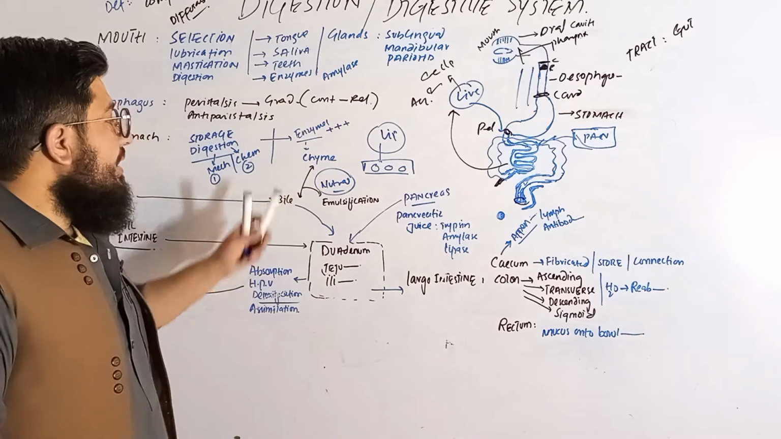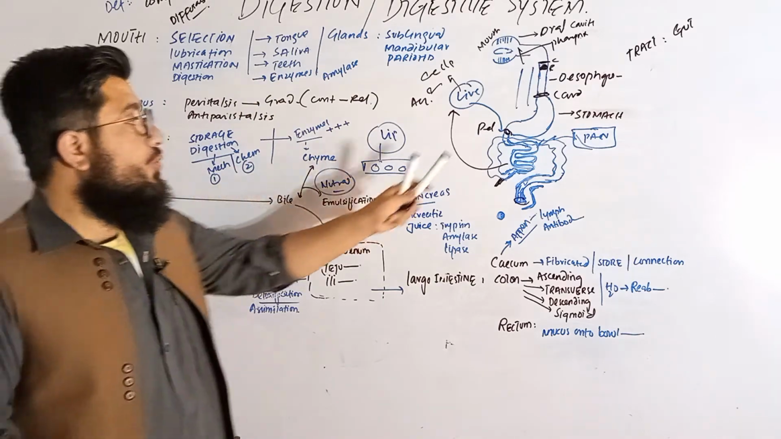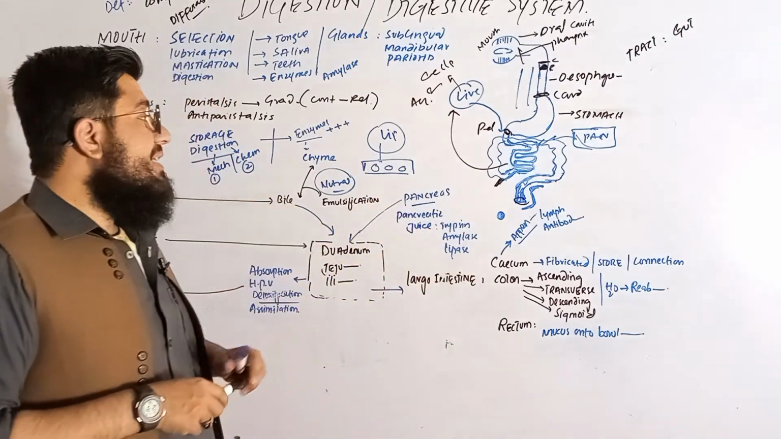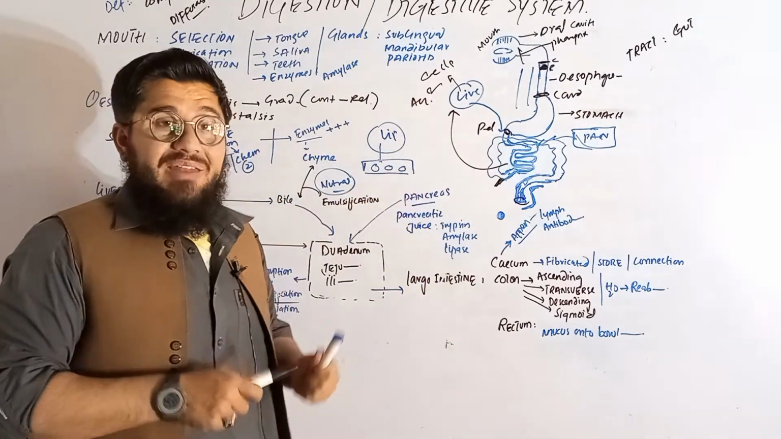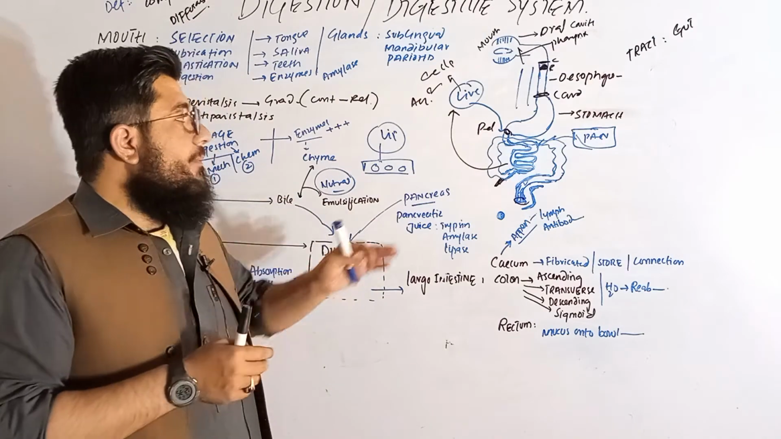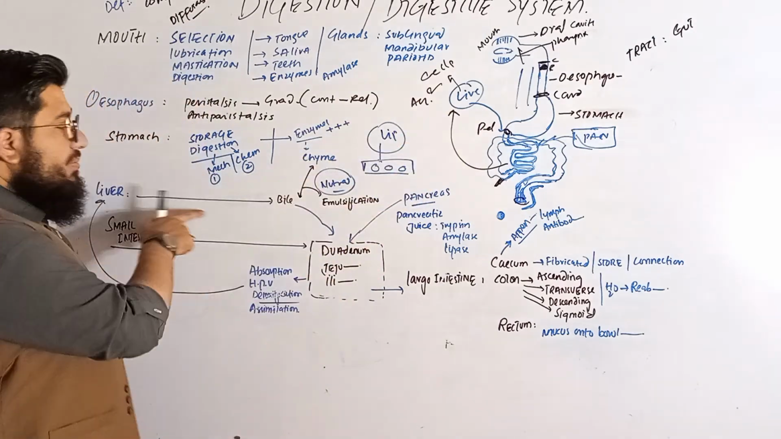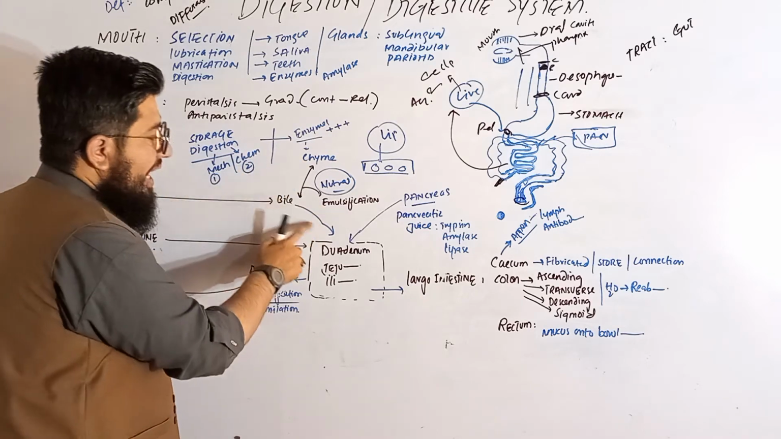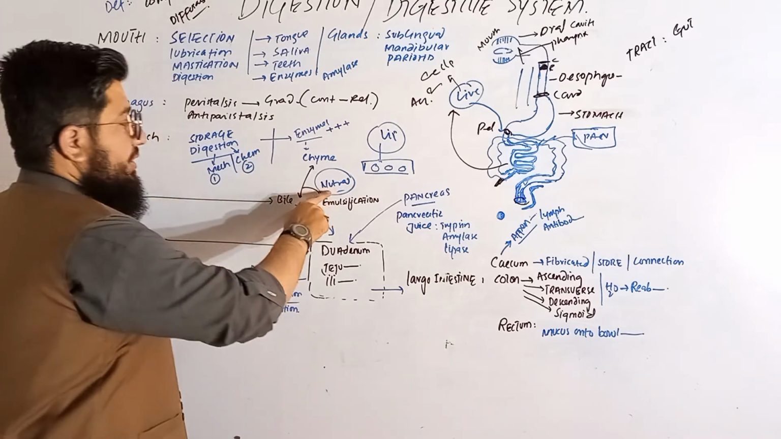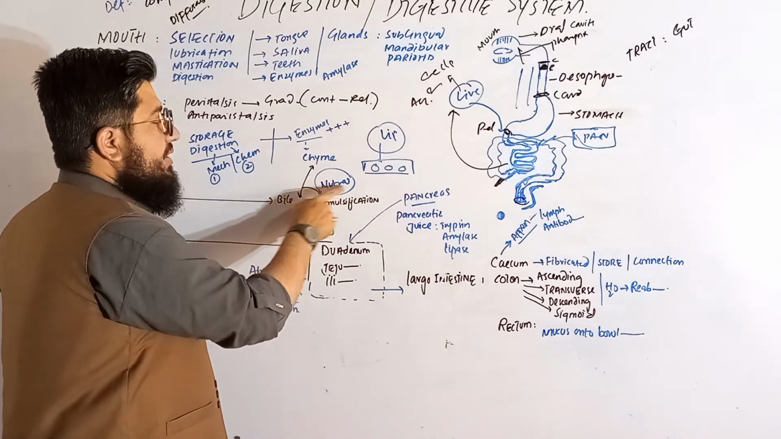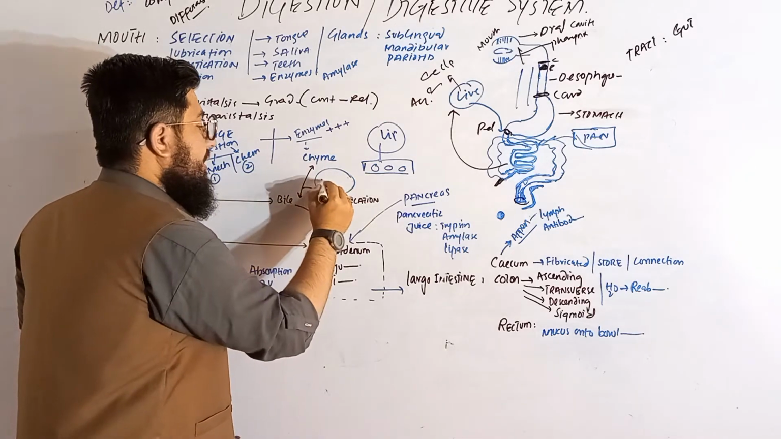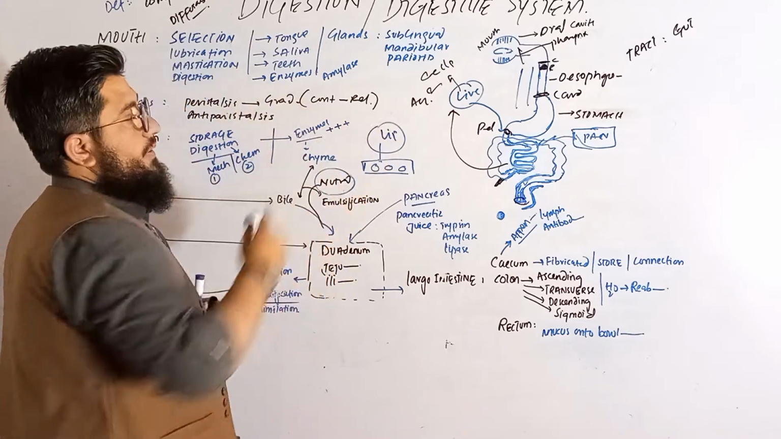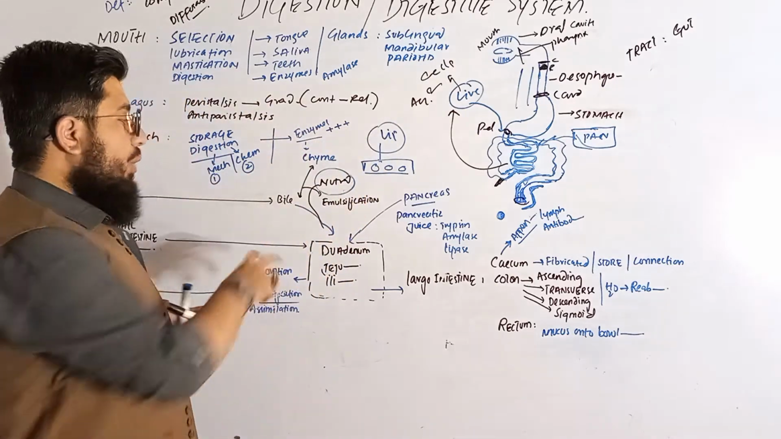Now this chyme moves towards the duodenum, or you can say towards the small intestine. As it reaches there, the pelvic sphincter will open, and from the liver the bile will be released, and this bile will interact with the chyme. Then what will happen? They will become neutral. When the bile interacts with the chyme, the product will be neutral. Now this neutral product is supposed to move through the small intestine or duodenum.